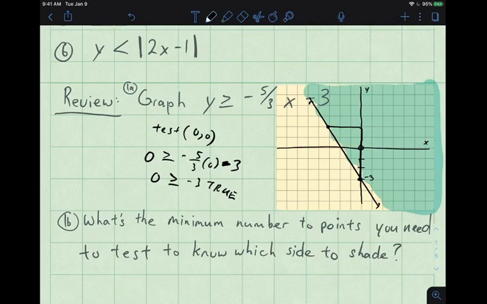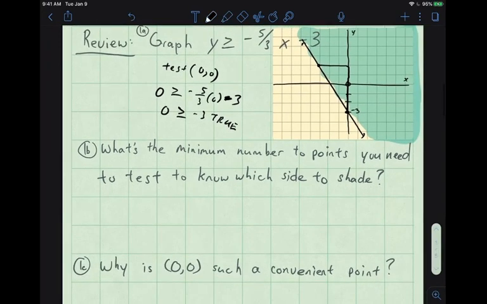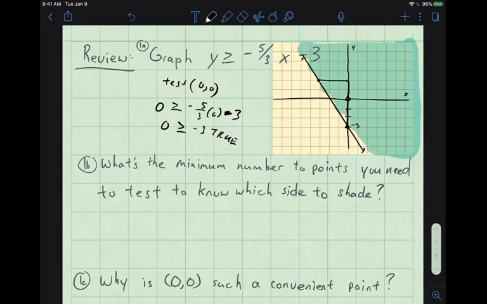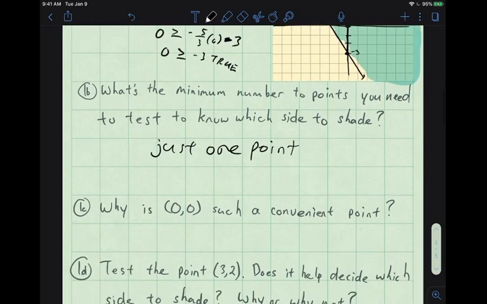Let's go back and answer some questions about these. What's the minimum number of points you need to test to know which side to shade? Just one. You may have to test 2 if you choose a point that's on the line. Why is 0, 0 such a convenient point? Just like with the zero product property, anything times 0 is 0. It makes for the math to be a lot easier, the arithmetic.